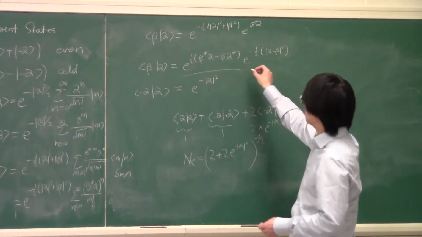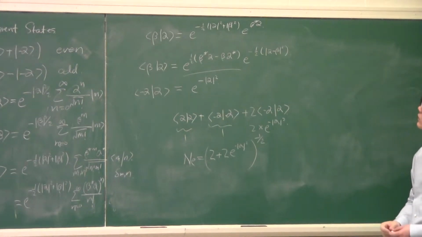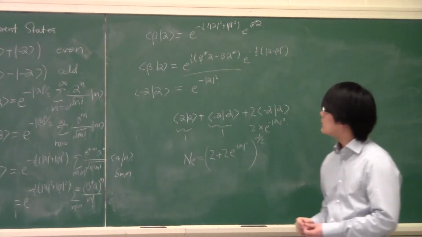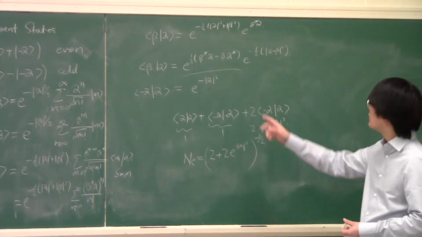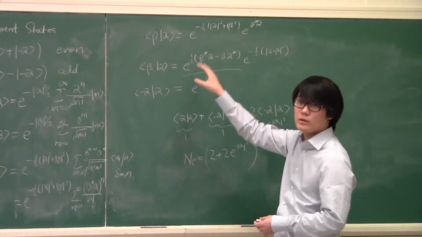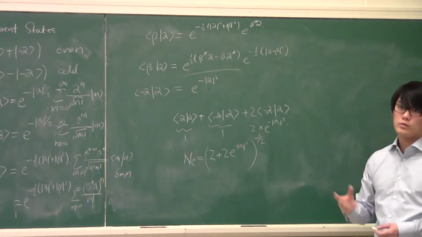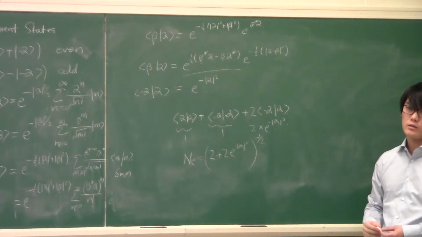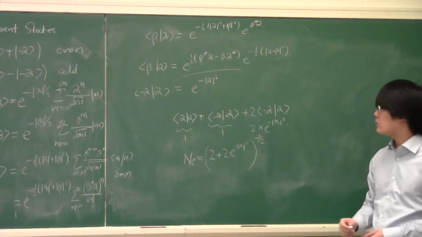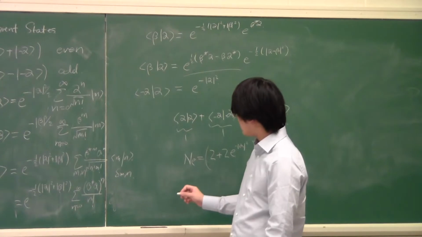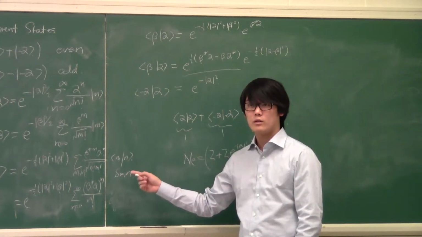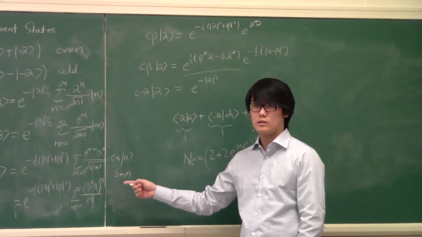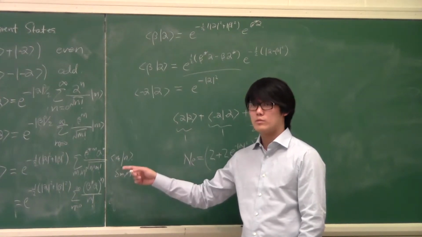Suppose that alpha and beta are not separated enough, then we see that they might have some significant overlap. So it tells you that two coherent states are not orthogonal. For number states, we know that two number states are orthonormal to each other, so we can resolve the identity by summing over all of the number states.